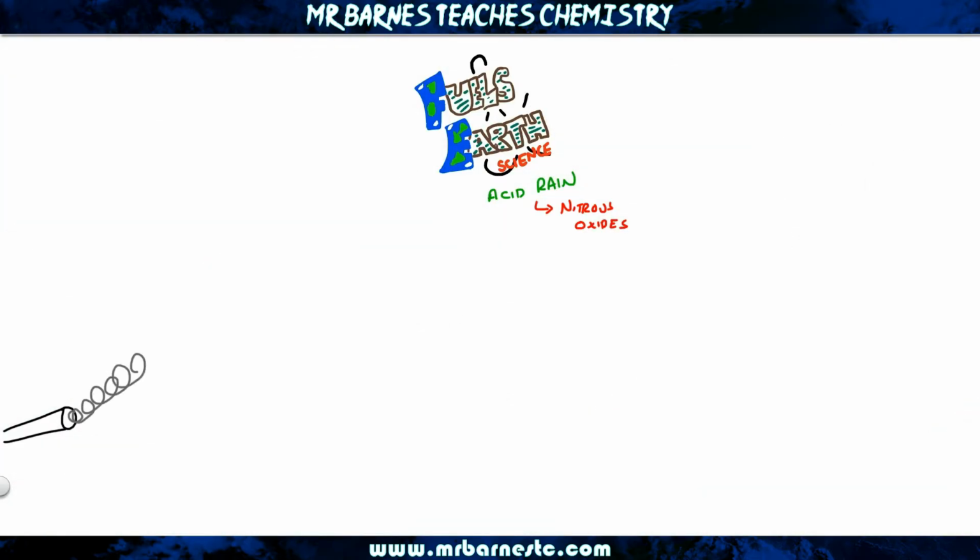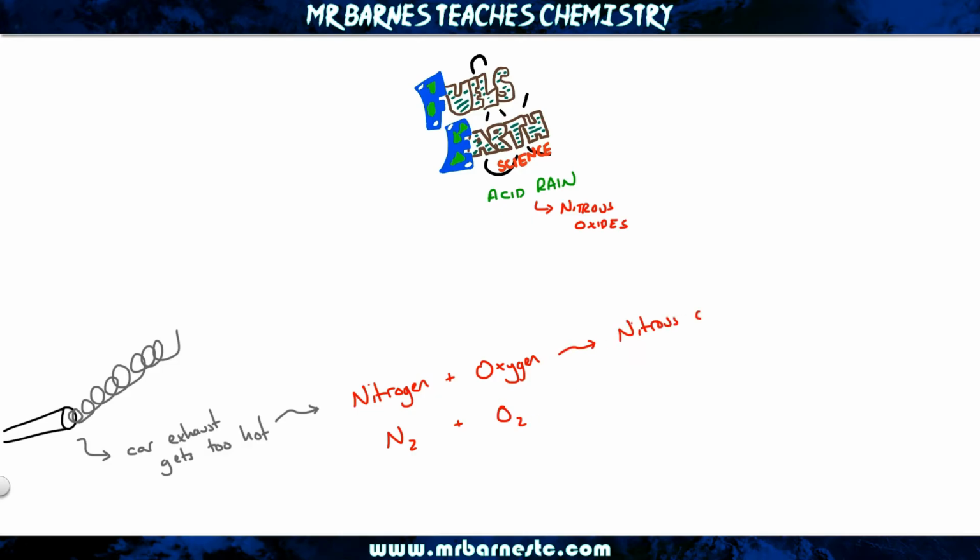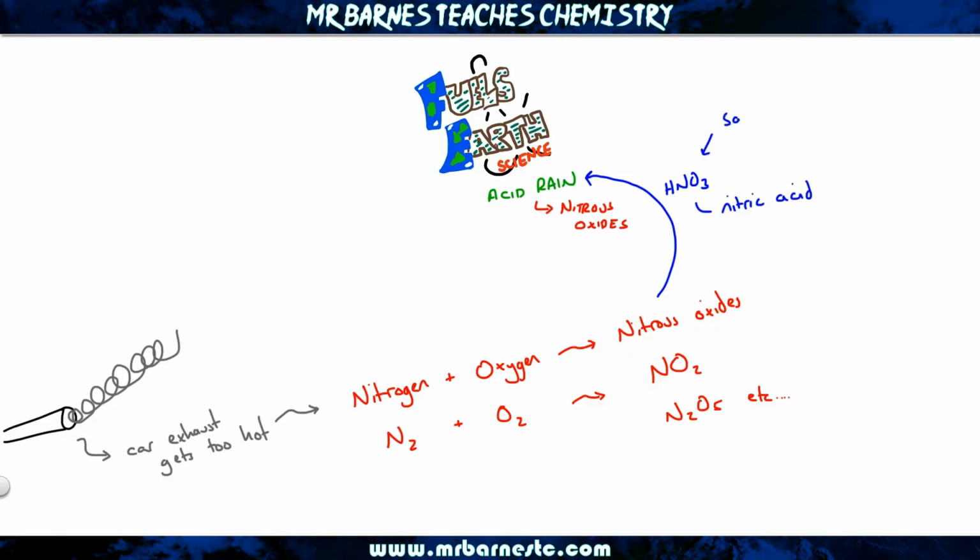And it's not just sulfur that can cause acid rain, it's also nitrogen. Nitrogen, which makes up 78% of our air. So in our car exhausts, if they get too hot, the nitrogen, N2, can react with oxygen in the air, which is O2, and it will form various nitrous oxides. So for example, NO2, N2O5, and so on. Now these nitrous oxides go up into the air again, and they can form acid rain. And this time it's HNO3, nitric acid. These have exactly the same effect that we just talked about on your statues, on your soil, on your water.